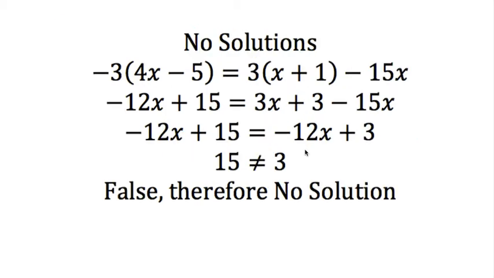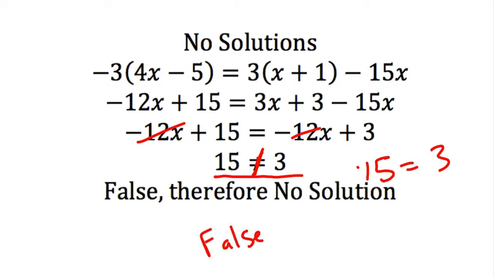So, just the opposite then, if you go through a problem, you do all your steps, and you get down here, and you get a false statement. So what you'll see here is, like after these 12s canceled out, you'd end up with 15 equals 3, which is not true. That's why we put this slash here. It means it's not equal to. So if you get a false statement, false, then the answer is no solution.